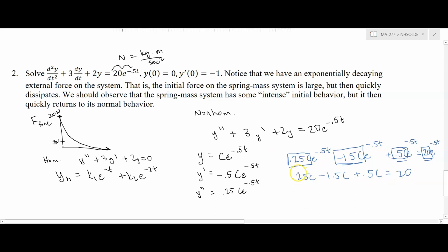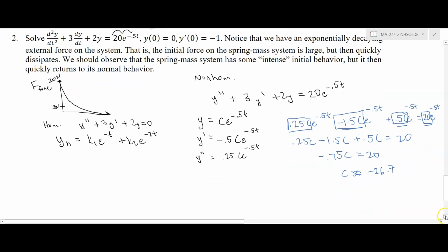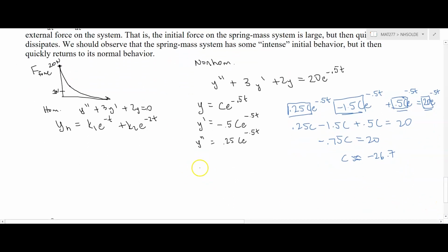And again, if you factored out an e to the negative 0.5t, then you'd see that the coefficient of the sum of these will just be this expression down here. If I add these together, this will give me negative 0.75c has to equal 20. And double check my work there. I think that seems right. So c is going to equal 20 divided by negative 0.75, which comes out to about negative 26.7. Not exactly, but close enough for our purposes here. So that means we've just found that y sub p has to be, with its now determined undetermined coefficient, negative 26.7 e to the negative 0.5t.